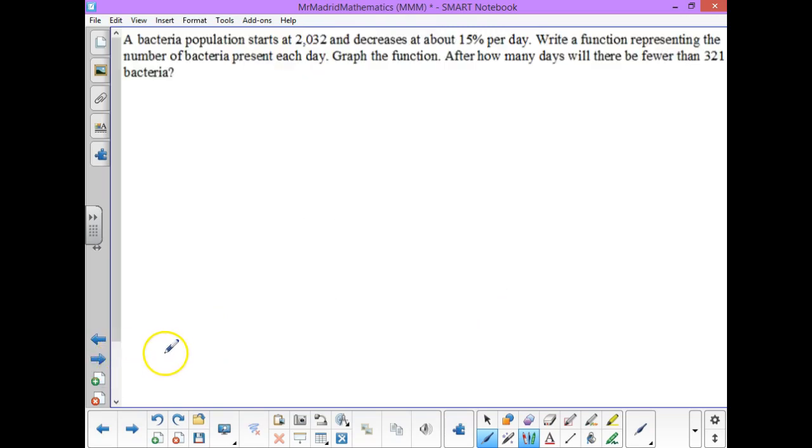This one says a bacteria population starts at 2032 and decreases at about 15% per day. So, just from experience, decrease is going to be very important. Write a function representing the number of bacteria present each day. Graph the function, and after how many days will there be fewer than 321 bacteria? So there's a lot going on here, but we've got some experience. So first, let's go and address this decrease.